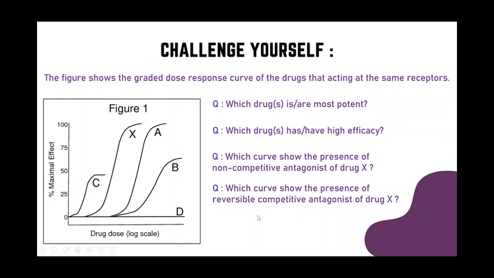And the last question, which curve shows the presence of a reversible competitive antagonist of drug X? The presence of the reversible competitive antagonist will cause the curve to shift to the right. So curve A is the curve that shows the presence of the reversible competitive antagonist.